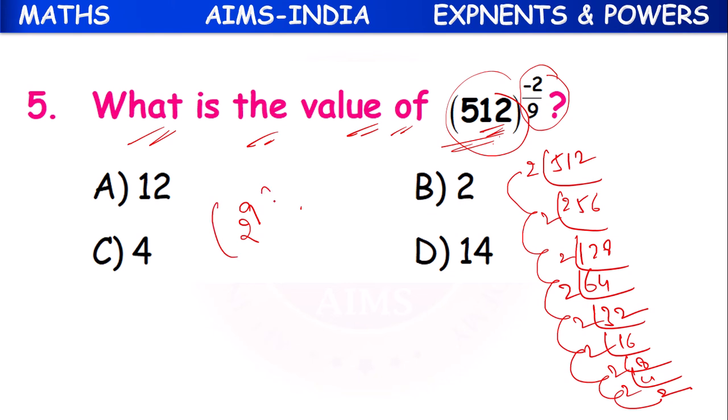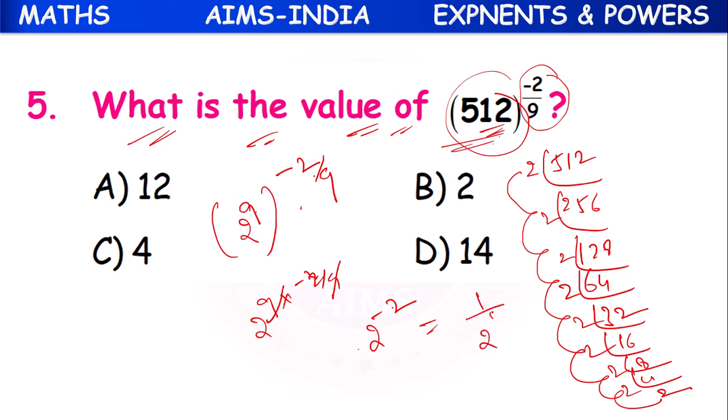And again we have whole power minus 2/9. So we have two powers here. We can multiply them: 9 into minus 2/9. The 9 gets cancelled. 2^-2. But whenever we have a negative exponent, we can write it as 1/2^2, with a positive exponent. 1/2^2, which is equal to 1/4.